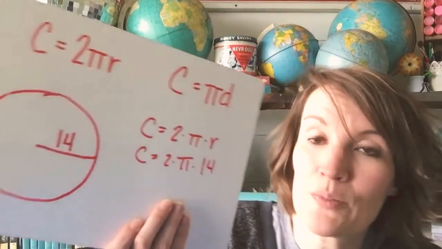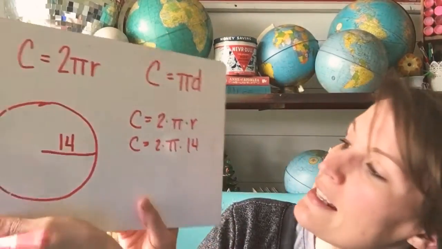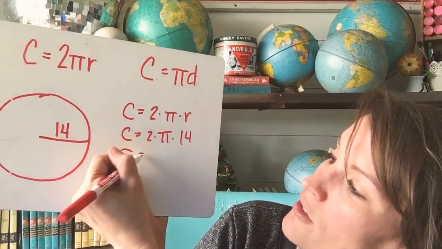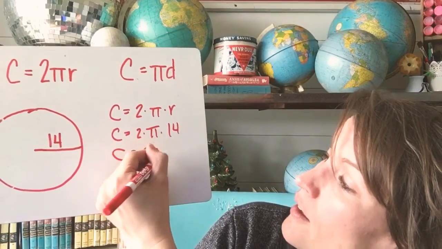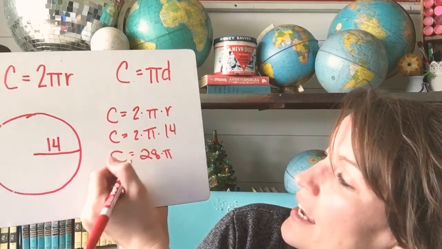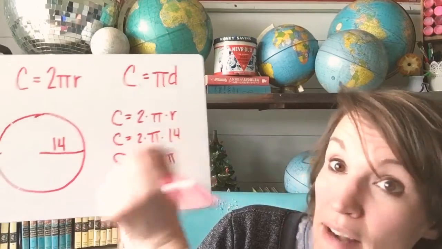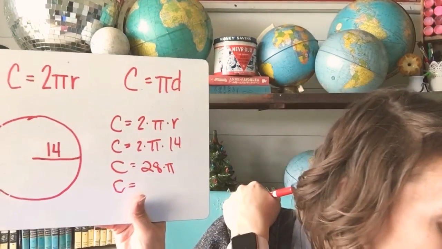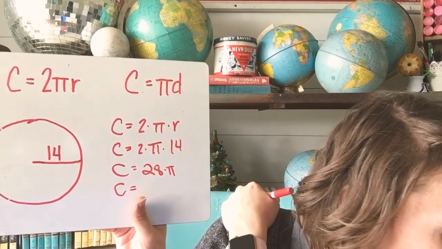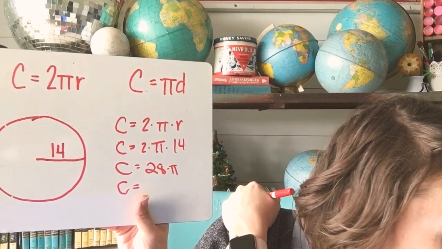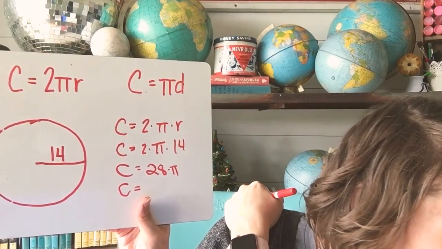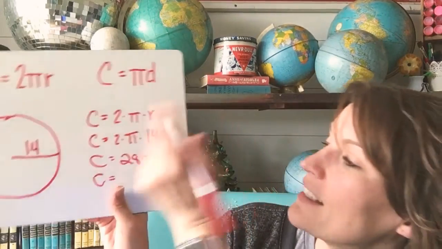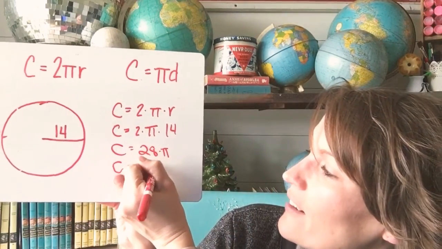Okay, so that's where I am right now. So let's tidy this up. 2 times 14 is 28. So now I say 28 times 3.14. Let me look real quick and see. It's going to be 88. 88 will be our final answer.